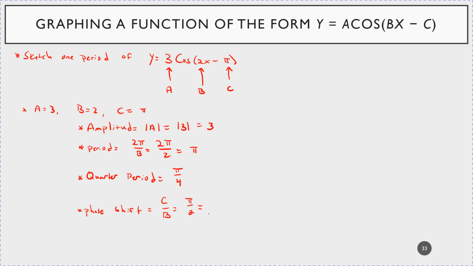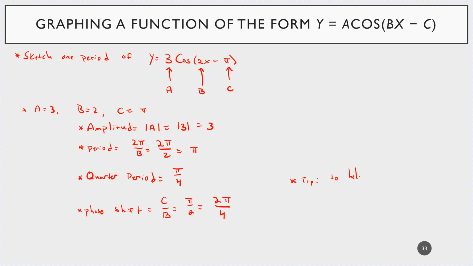Now, you're going to notice here, this is important, and this is just a tip to help you. Do you notice how the quarter period has a denominator of 4, but your phase shift has a denominator of 2? It really, really helps to have them have the same denominator when you're doing this. So I'm going to just write pi over 2. It's the same thing as 2 pi over 4. So now quarter period and phase shift have the same denominator.